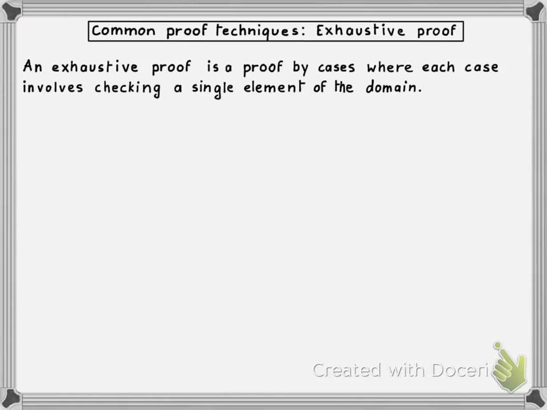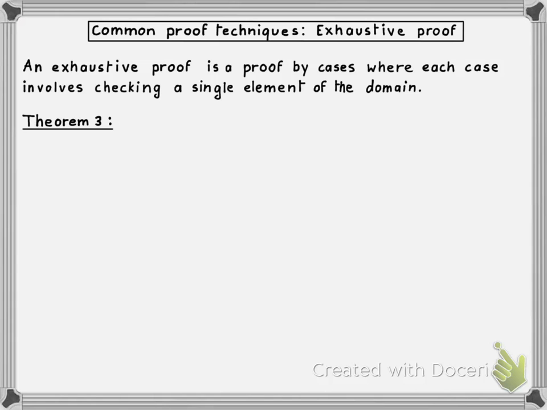Now remember, in the previous proofs by cases, a case was, for example, "such number is even." Well, that covers an infinite number of elements in the domain. In fact, it covers half of the integers. That was not an exhaustive proof by definition. But in some cases, it's possible to limit each case to a single element of the domain, and that's what we're going to show here on this example.